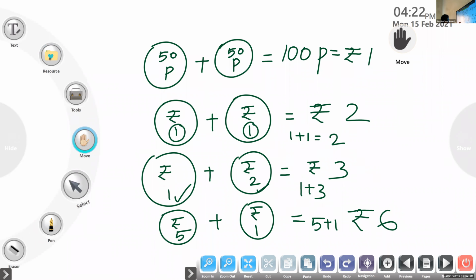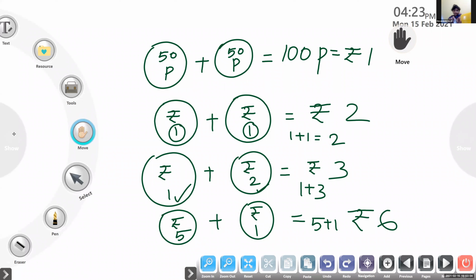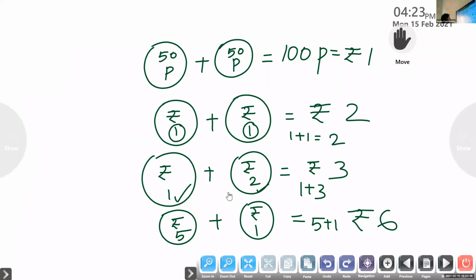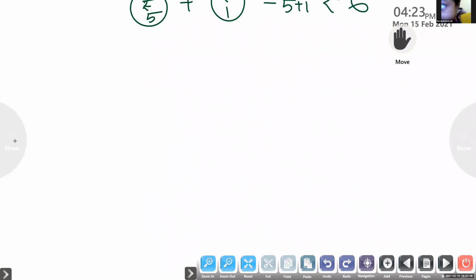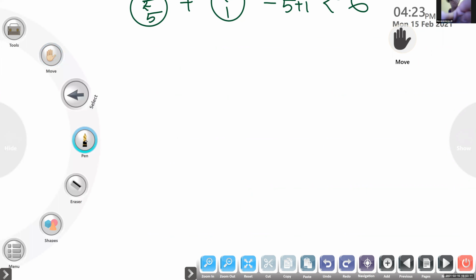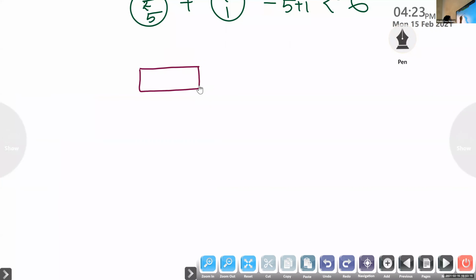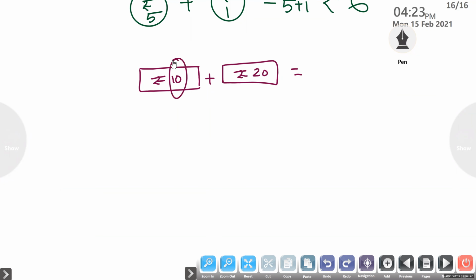Now this much about coins. Now let us talk about some notes. No need to write now. Listen here. I have a 10 rupee note and a 20 rupee note. So what is the total amount in my hands? Add the numbers. That means 10 plus 20.